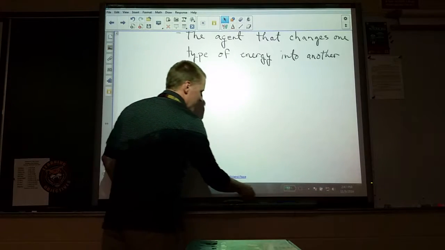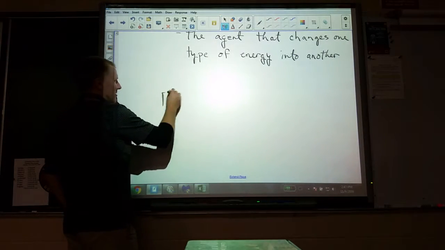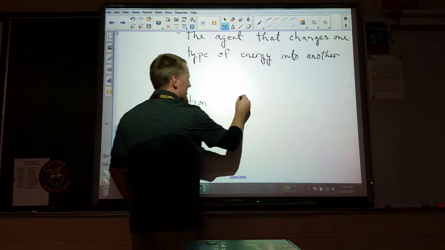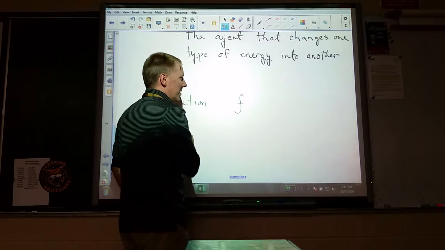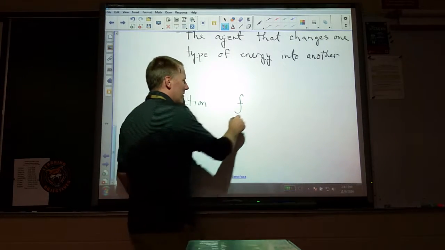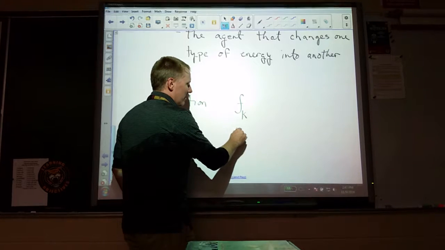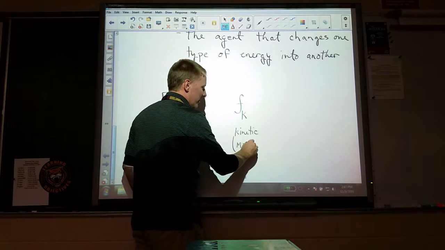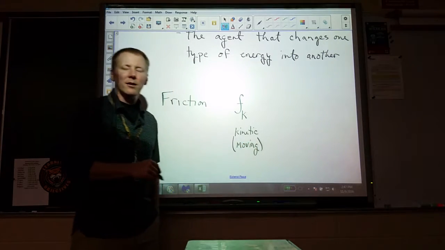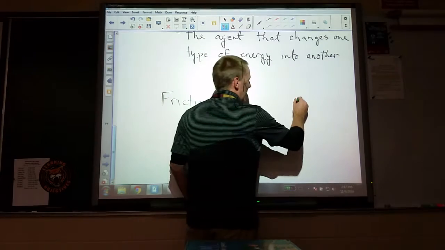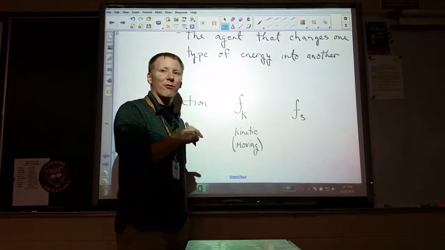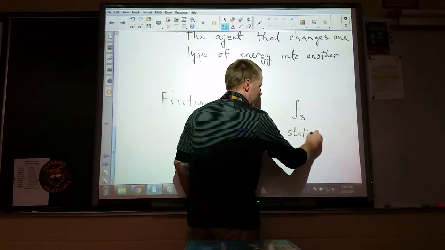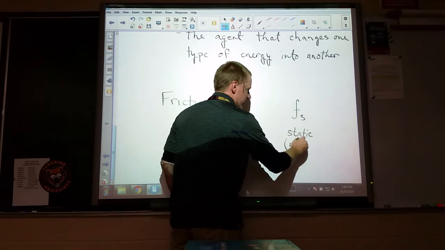We note it in kind of a script way, so we got frictional force. When we're abbreviating it, we use a script F. And there are two types that we'll talk about. Kinetic, which is moving. When two things are sliding against each other, it's kinetic friction. When two things are held together and kept from sliding, it's called static, which is not moving or changing.